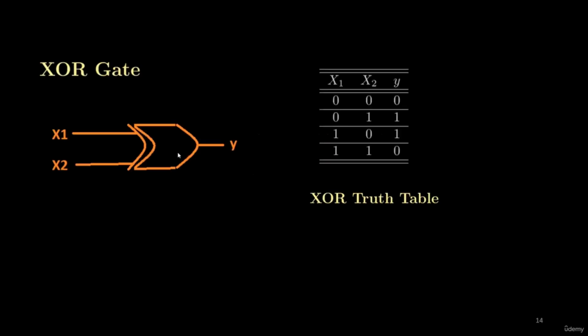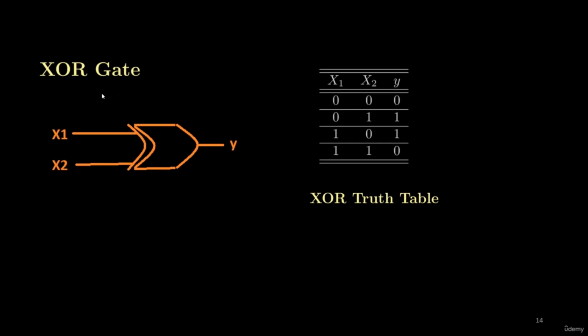Hi everyone, welcome to this lecture. In this lecture, we will learn why we need activation functions in neural networks, why they are so important for the neural network. Now let's understand the importance of the activation function with the help of an XOR gate.